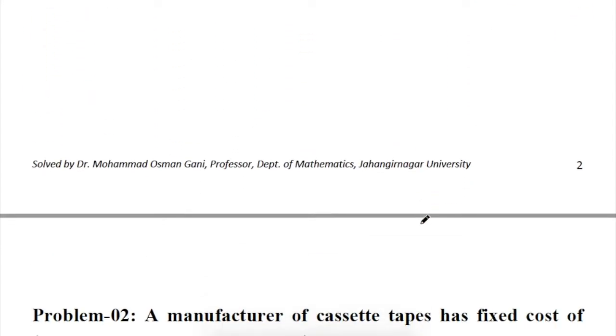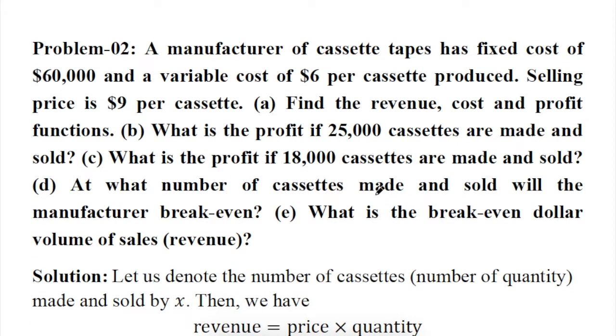Now let's try to understand the next problem, and this is exactly the same problem, but let me discuss quickly. A manufacturer of cassette tapes has a fixed cost of this amount. So this is your C in this problem, and a variable cost of $6 per cassette produced. This is your M. Selling price is this per cassette, so this is your small p. Find the revenue, cost and profit function.